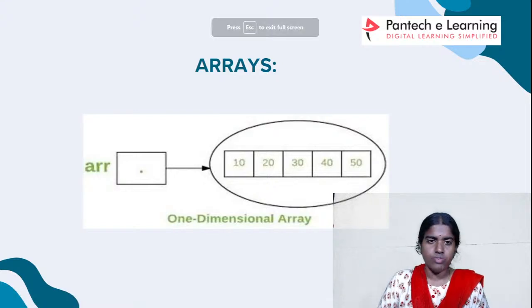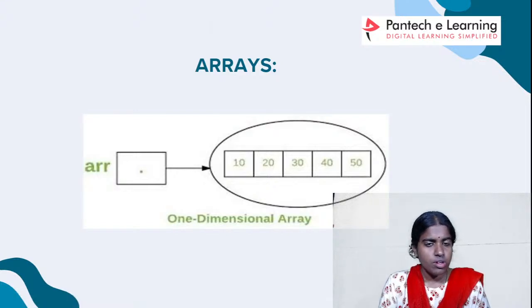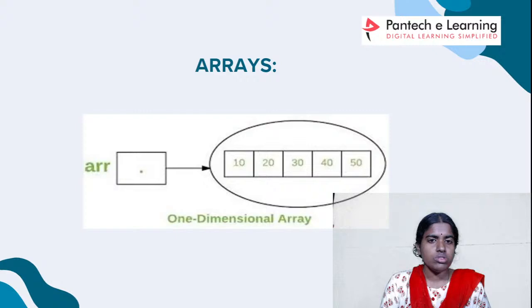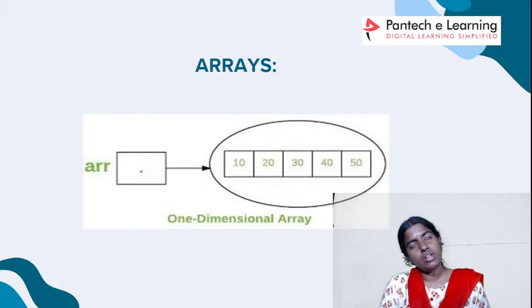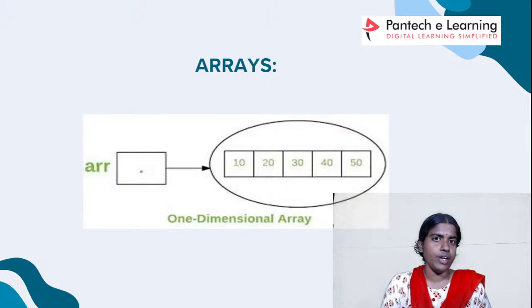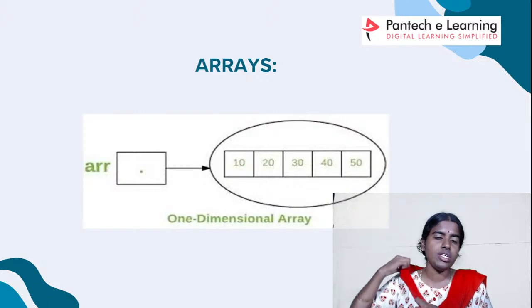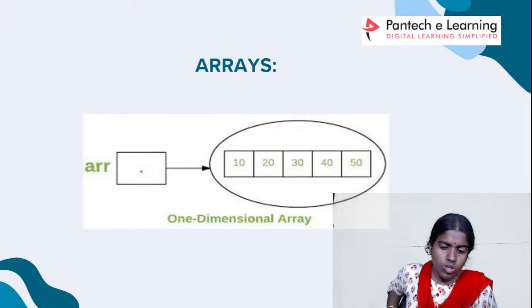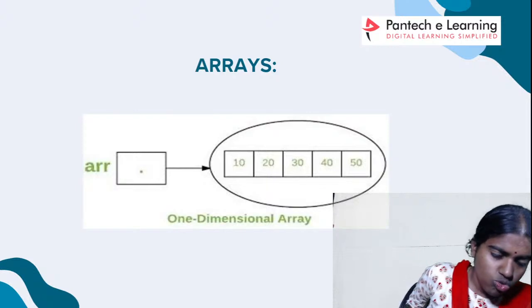I just started with arrays. Today I am going to continue. So what do you mean by an array? An array is nothing but a collection of similar type of elements. So it is nothing but a homogeneous collection of data elements. So collection of similar type of elements, it is called as an array.